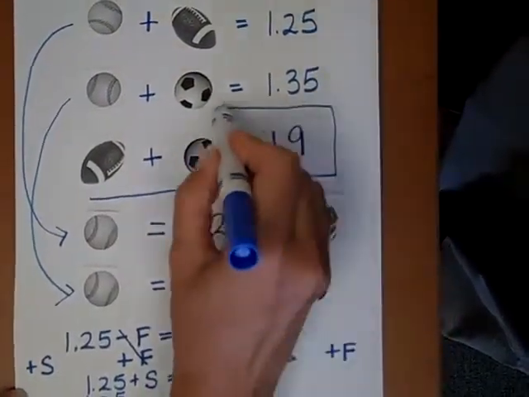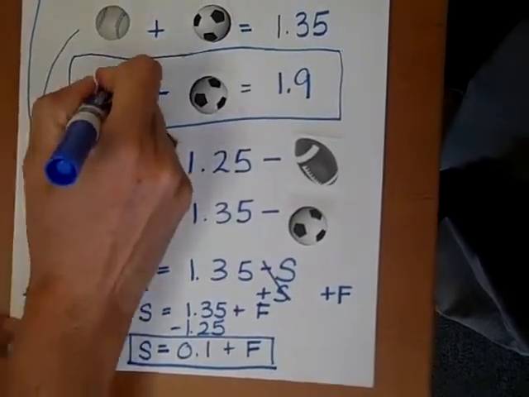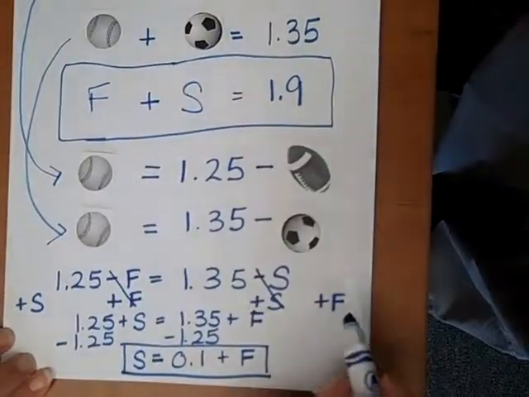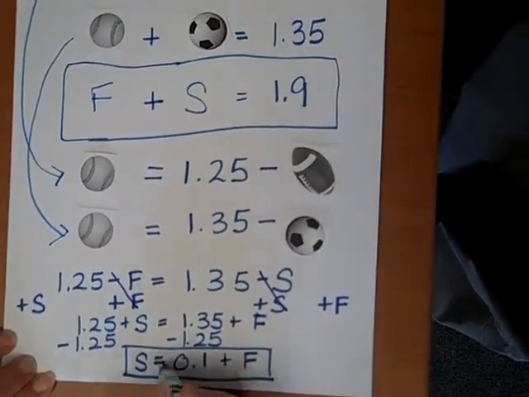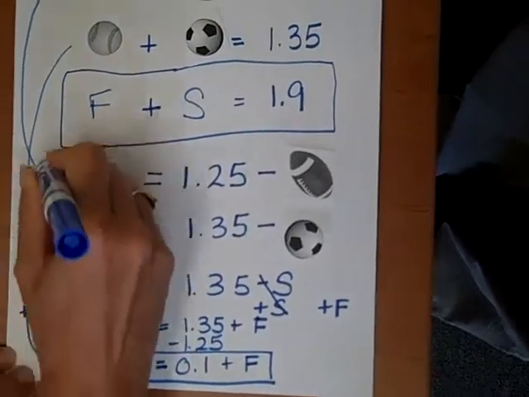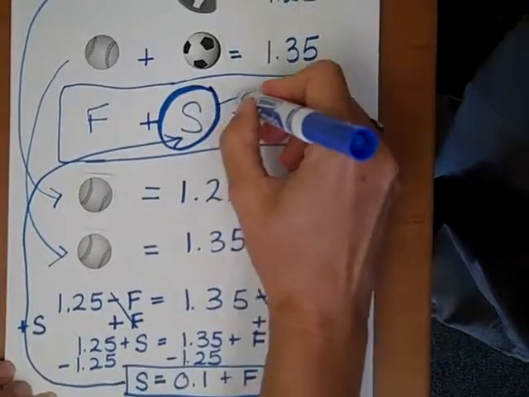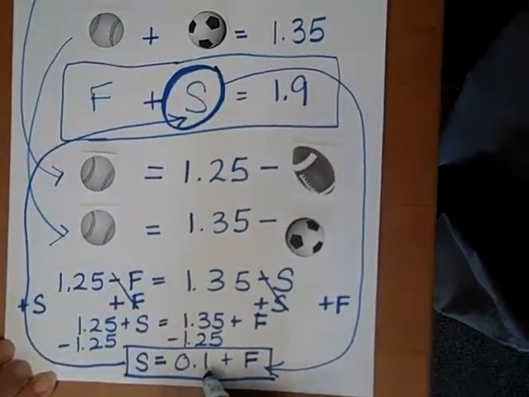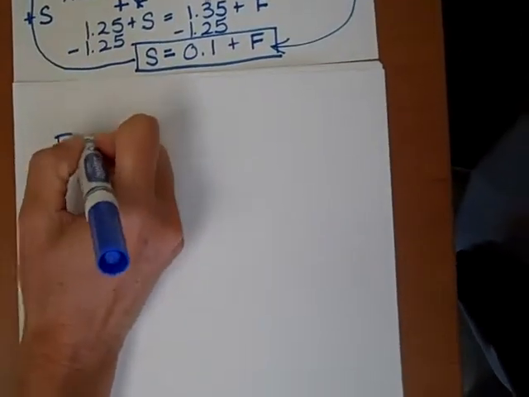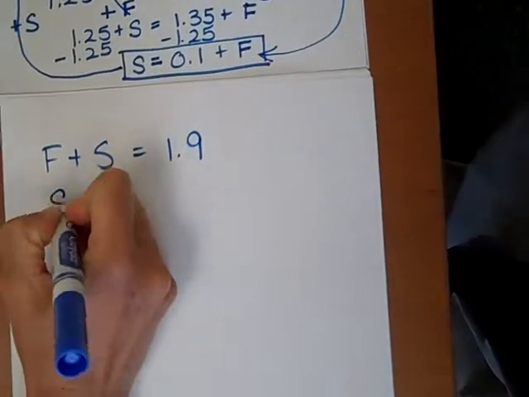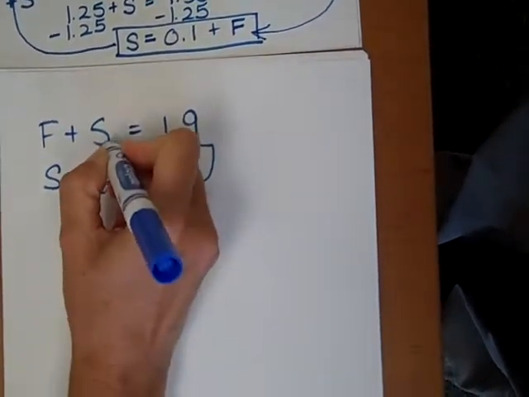So we're going to go back to this other equation, which we haven't used yet. I'm going to substitute the variables in there. This is the football, this is the soccer ball. F plus S equals 1.9, and S is equal to 0.1 plus F. So I'm going to take this right here and put it into this equation where there is an S. I'm going to make a new line on our next page. So I have F plus S is equal to 1.9, and S is equal to 0.1 plus F. So all of this is going to go in here where there's an S.